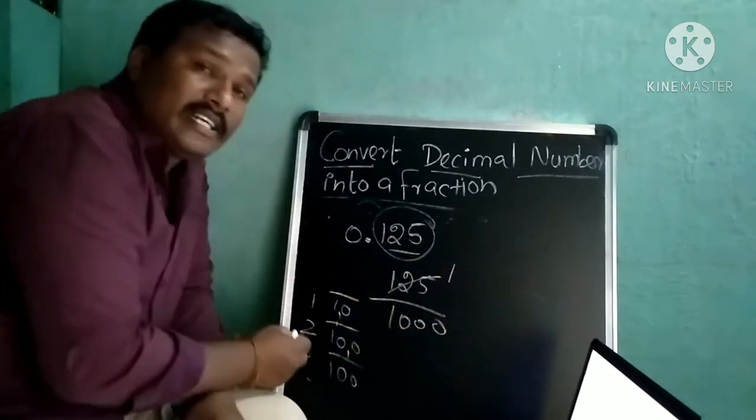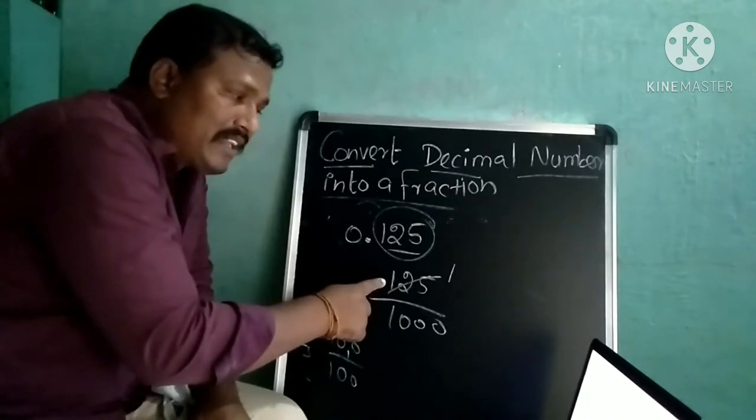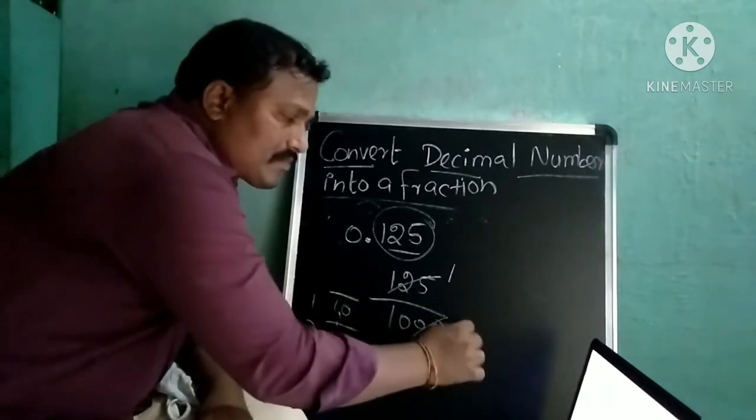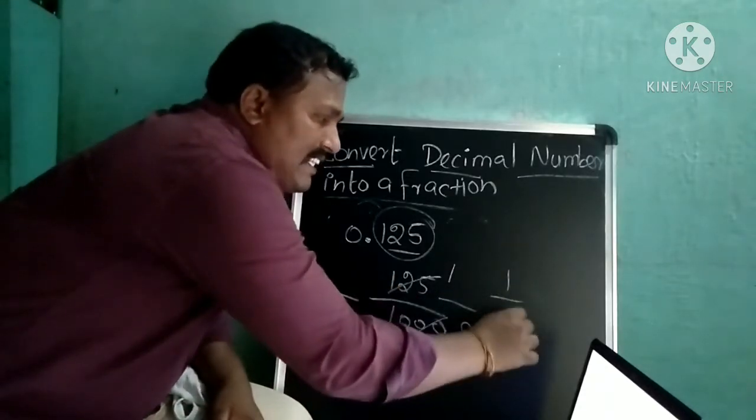125 is 125. Then 125 is equal to 1000. So 1 upon 8 is the answer.